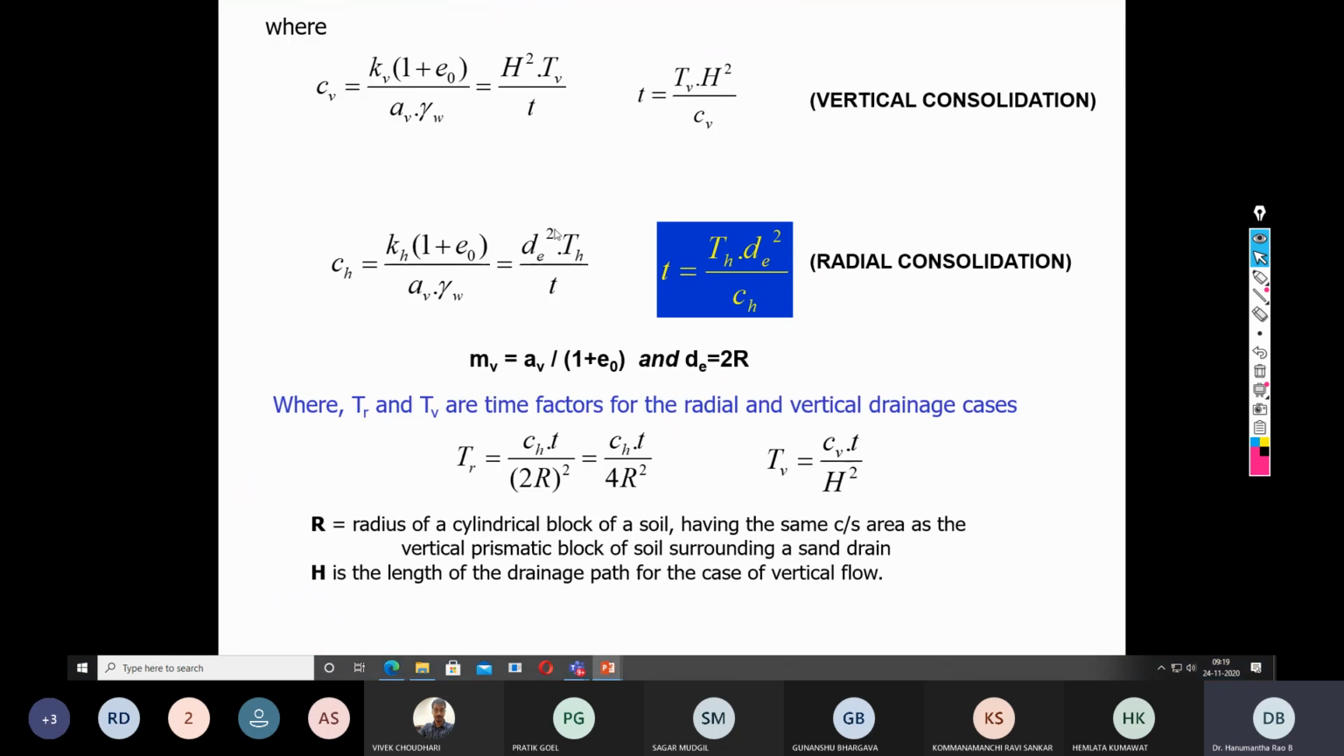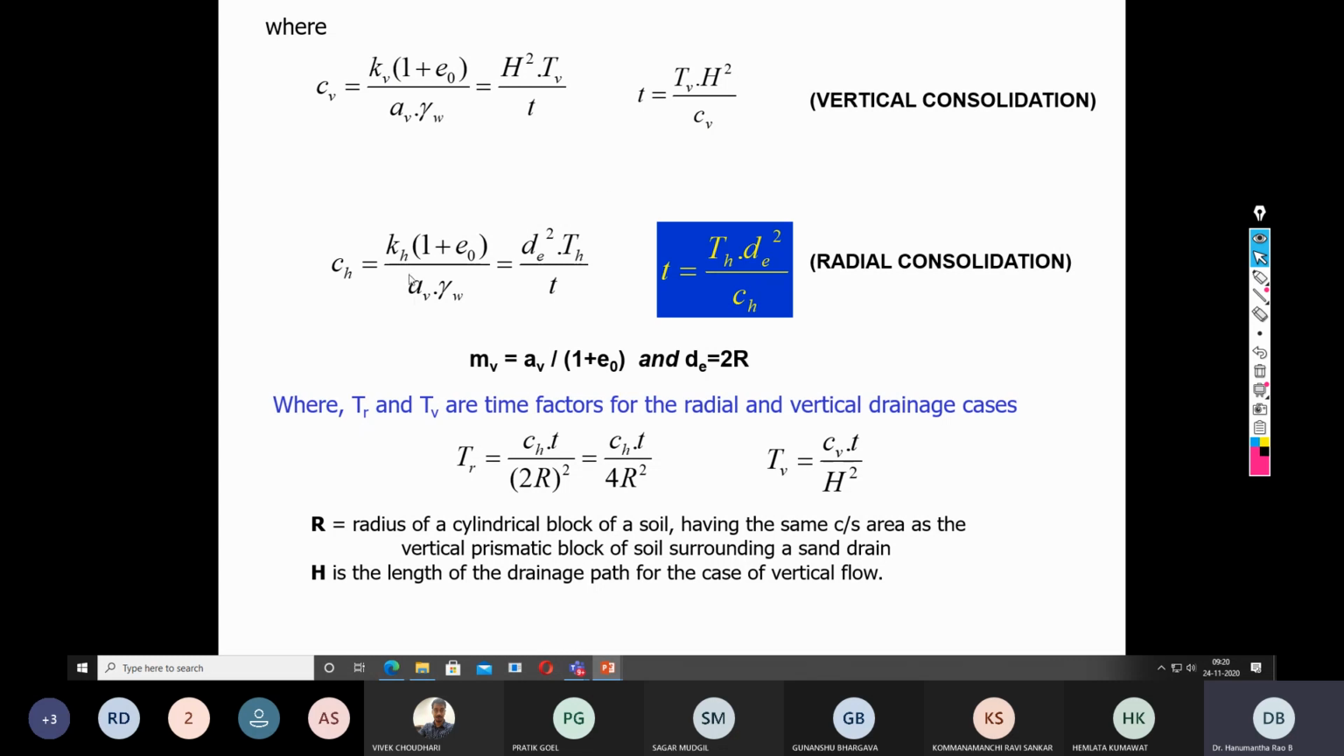Yeah, you can see these are the forms of equations. We have seen the CV. The equation of the CV, the coefficient of consolidation in the vertical direction: CV is equal to TV into H square by T, or a rearrangement of the same thing in different forms. CV is equal to KV into 1 plus e naught by AV into gamma W. AV is the coefficient of volume compressibility, and this can be rearranged in this form.